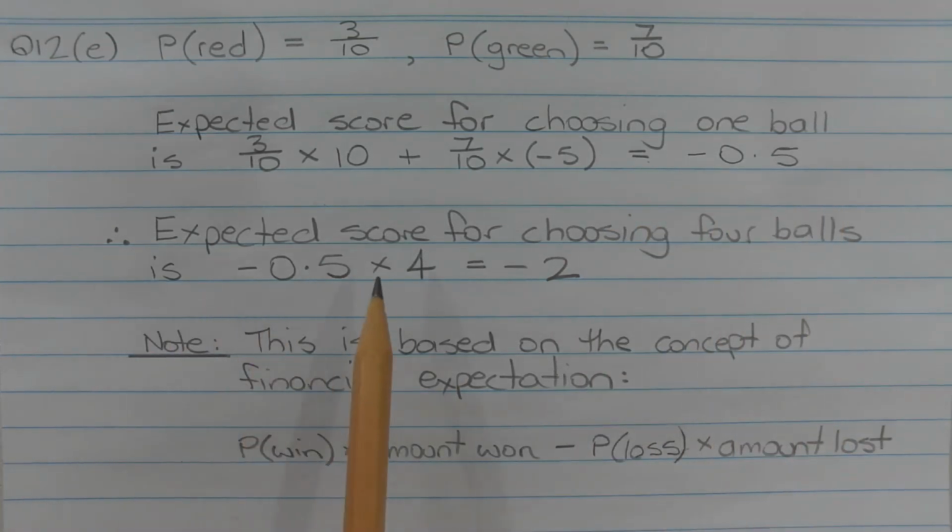Therefore, the expected score for choosing 4 balls is negative 0.5 times 4, which equals negative 2. Note that this is based on the concept of financial expectation. That is, the amount won or lost per draw is found by the probability of winning times the amount won minus the probability of losing times the amount lost.